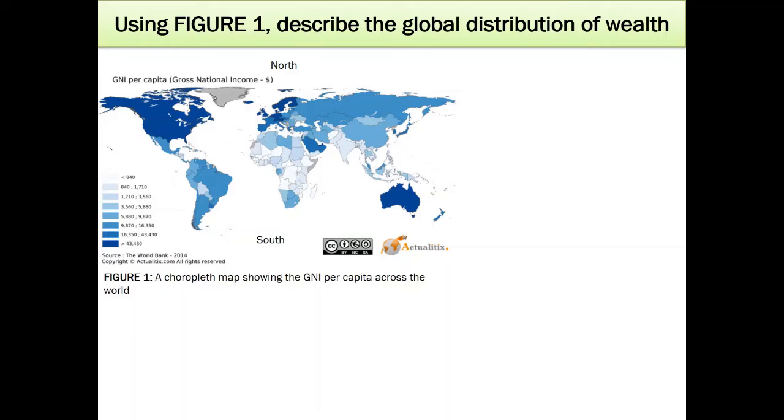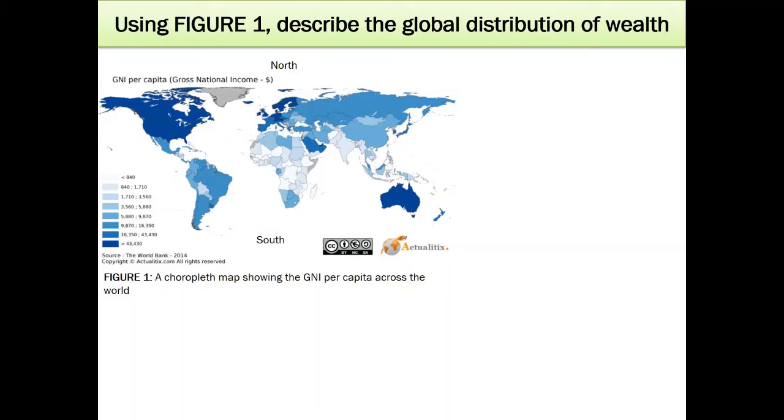Now, as it's a describe question, you need to use the GCSE acronym. So what's the general trend? Look closer in at different continents. Specifically, it's happening in this country. And then finally, is there an exception? And I'm going to go through that with you now, okay?